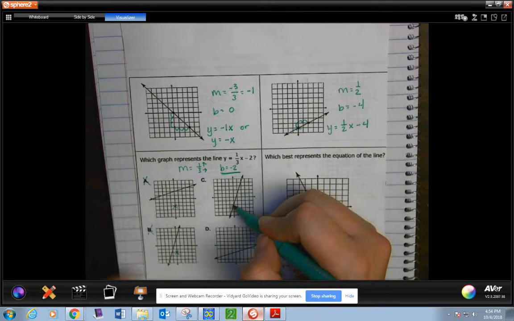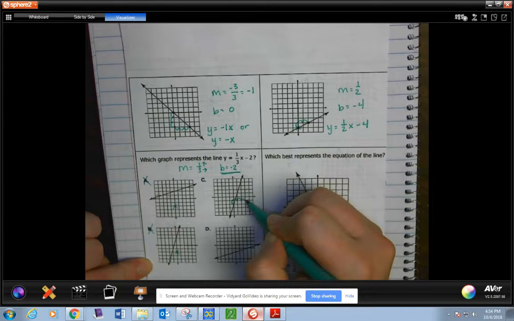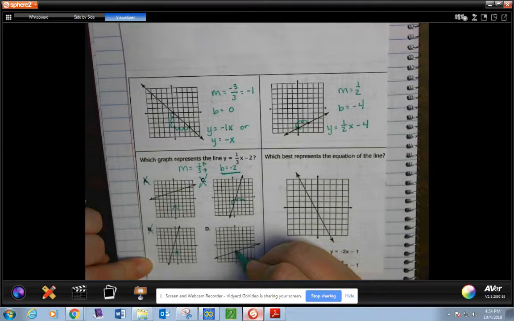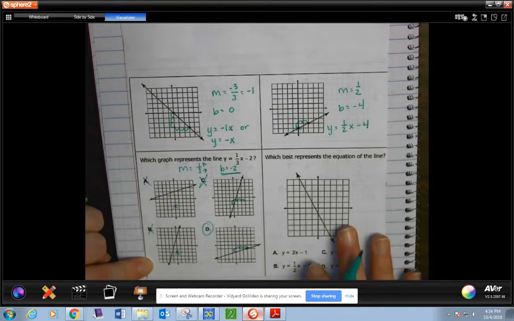So now you're looking for the graph between C and D on which one rises 1. So here's -2. I want to rise 1, and I want to run 3. When you do that, the line's not there. So it doesn't look like C is going to be my answer. For D, I'm going to rise 1, and I'm going to run 3. And look, I stayed on my line, so D is my answer.